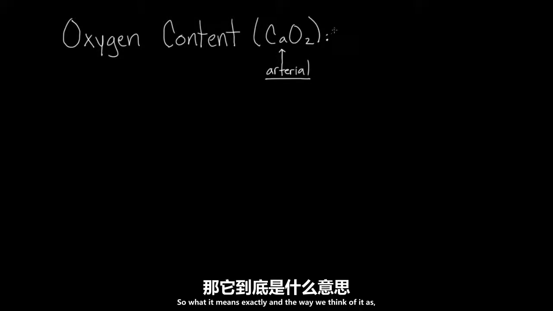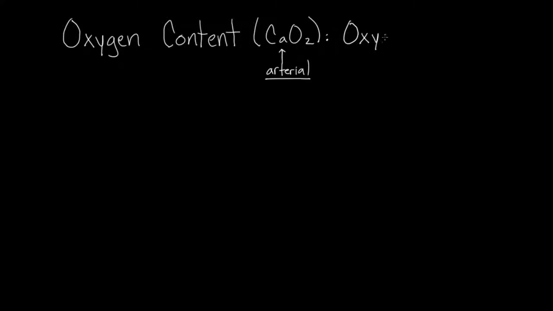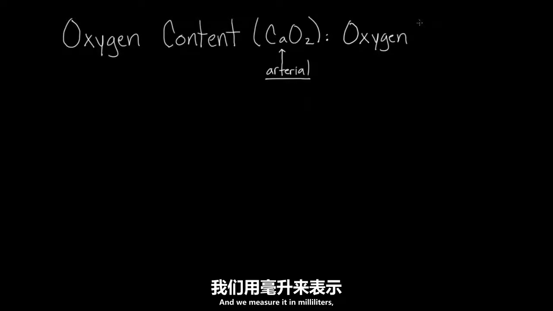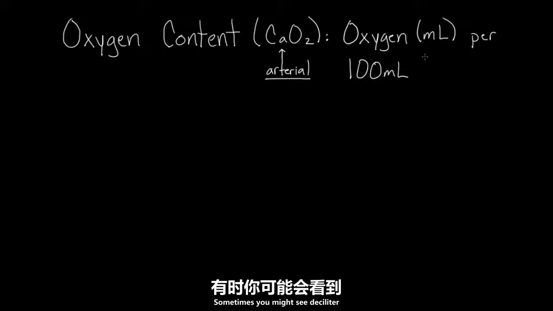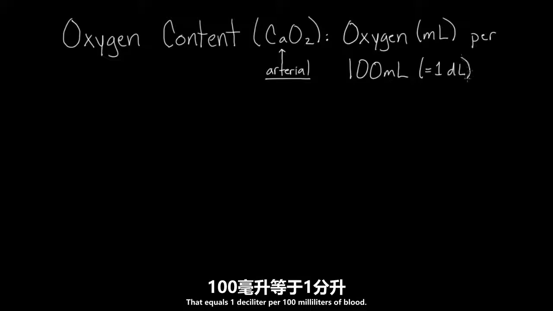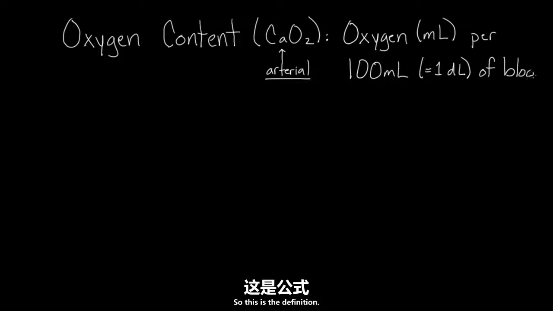So what it means exactly, and the way we think of it, is how much oxygen is there? How much is there? And we measure it in milliliters per 100 milliliters of blood. So per 100 ml, and sometimes you might see deciliter instead of milliliter. Let me just quickly jot that down. That equals 1 deciliter per 100 milliliters of blood. So this is the definition.